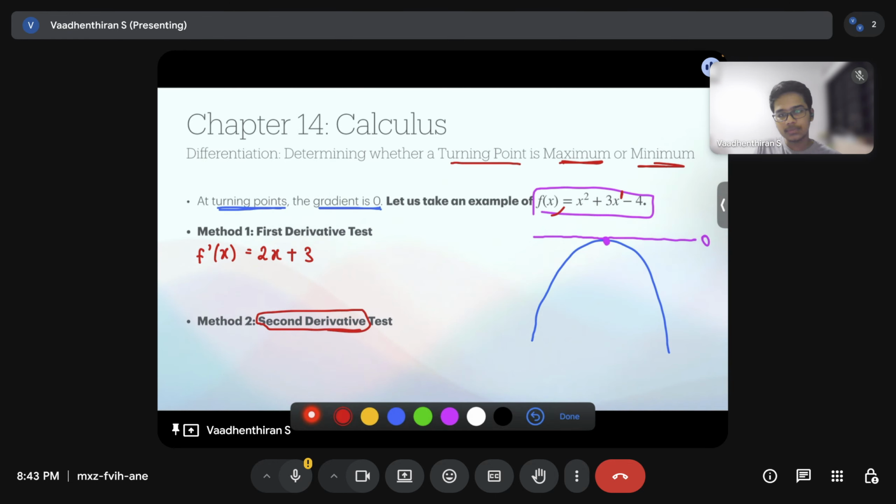So this is your first derivative. And now what you do is you use this fact you know and the concept of gradient we learned before. The gradient is 0 at any turning point. So when you do differentiation, basically you're finding the gradient of this function. So what you do is you equate the derivative to 0. So what you get for the x coordinate over here is negative 3 over 2. So you got this right.